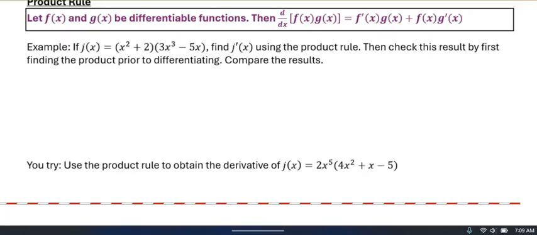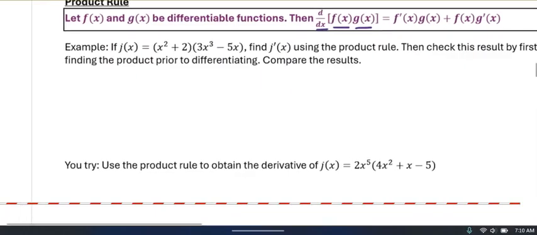We want to look at something called the product rule. This one is pretty easy to memorize because it has a pattern to it. And here's what it says. If f and g are differentiable functions and you're doing f of x times g of x and the derivative of that, what you actually get is f prime of x times g of x plus f of x times g prime of x.